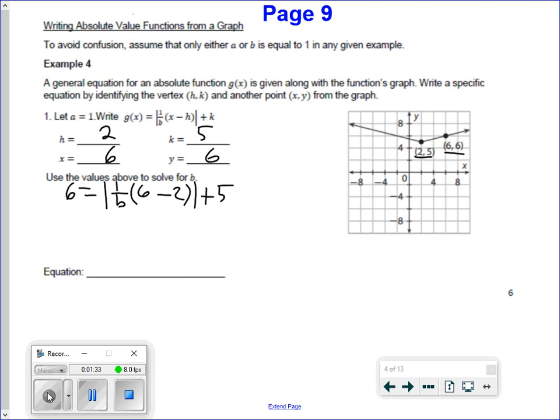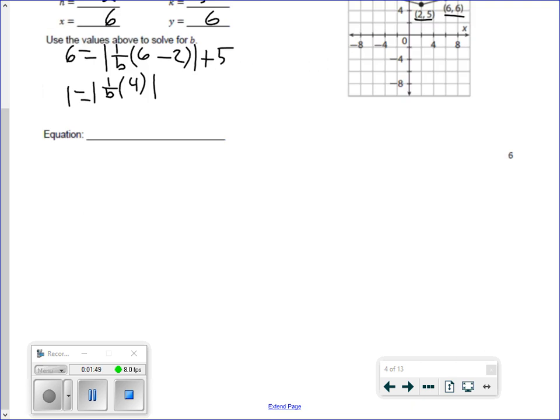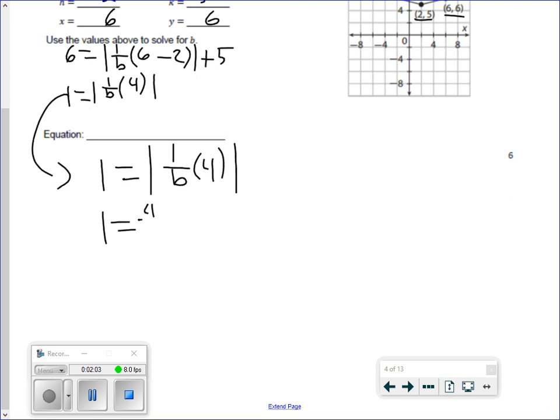And now we're going to simplify this equation. We're going to minus 5 on both sides. We get 1 equals the absolute value of 1 over B. 6 minus 2 is 4. And we're going to close the absolute value. And I'm going to move this to the bottom here because I don't have much room. So 1 equals the absolute value of 1 over B multiplied by 4, close absolute value. And we're going to solve this now. So we have 1 equals 4 all over B, the absolute value of that.